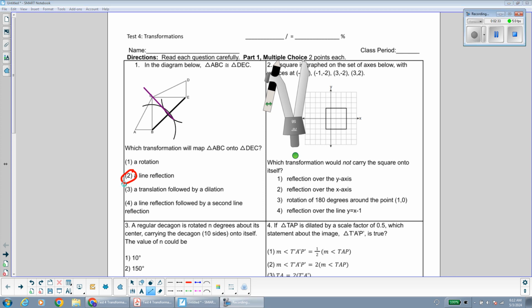And over here, we have the line that this triangle was reflected over to get this triangle. If you flip this point diagonally over this line, it will match up to D. If you flip this point diagonally over this line, it will match up to E.